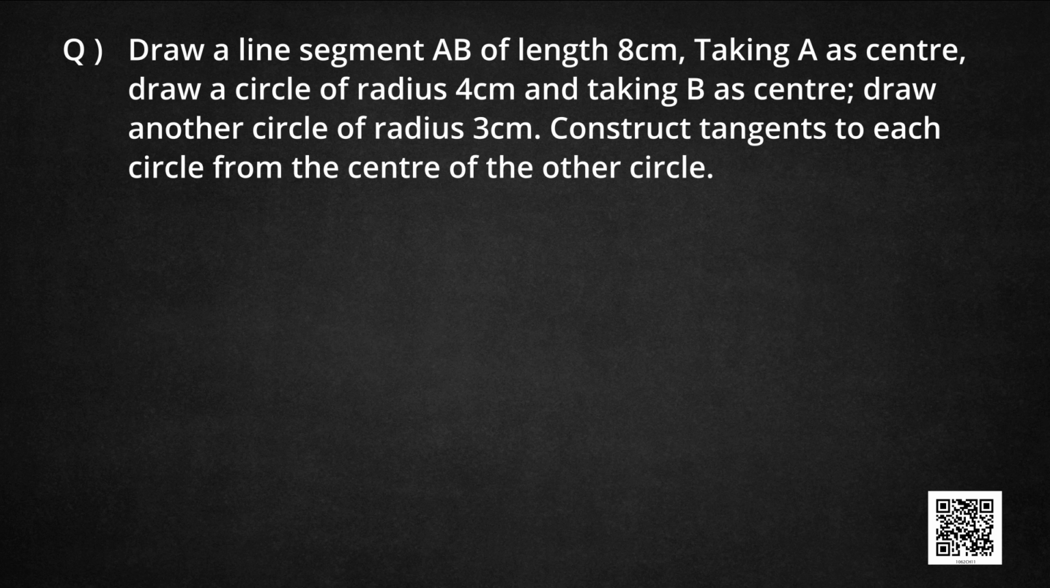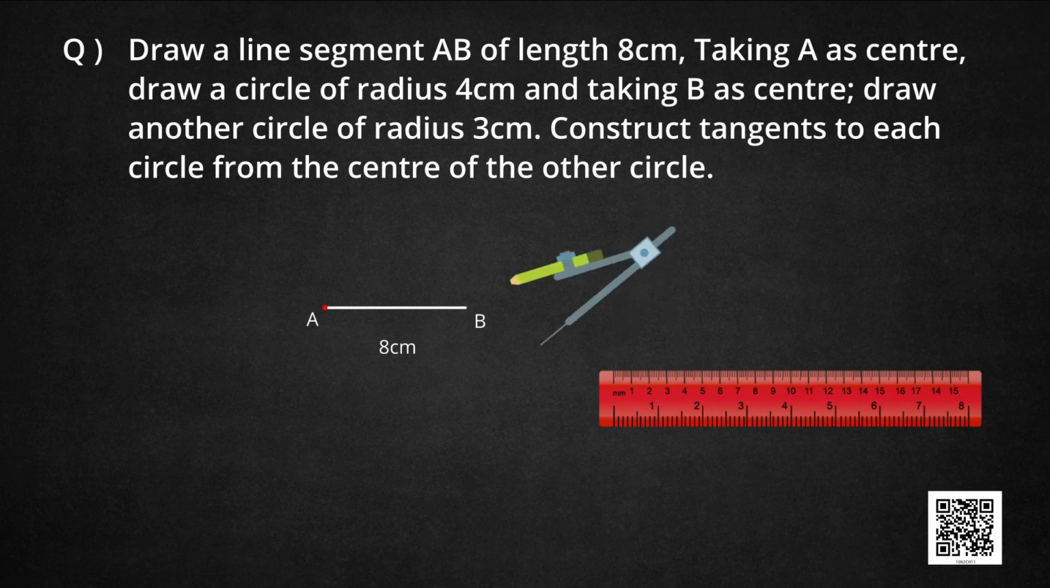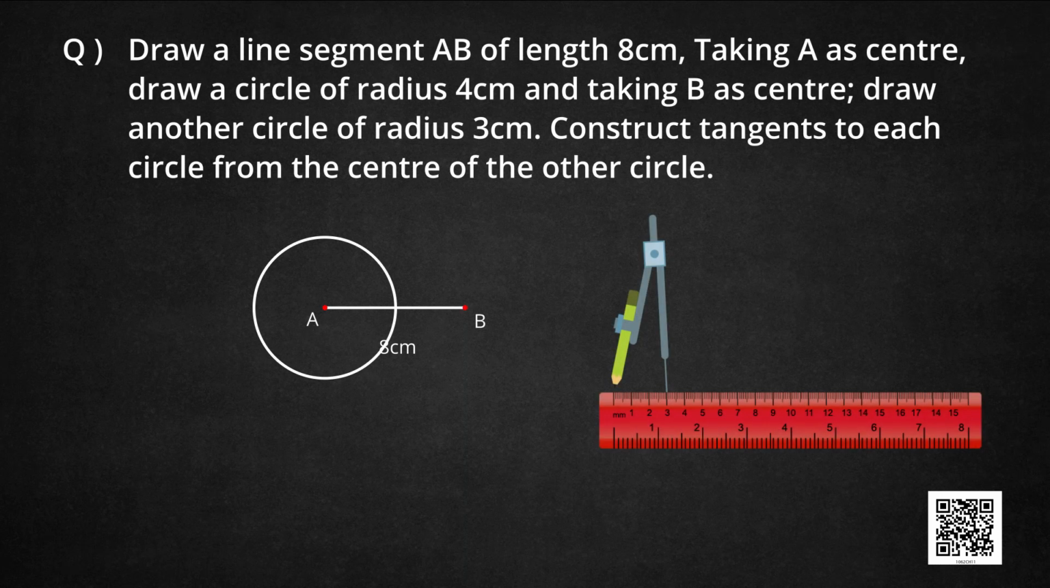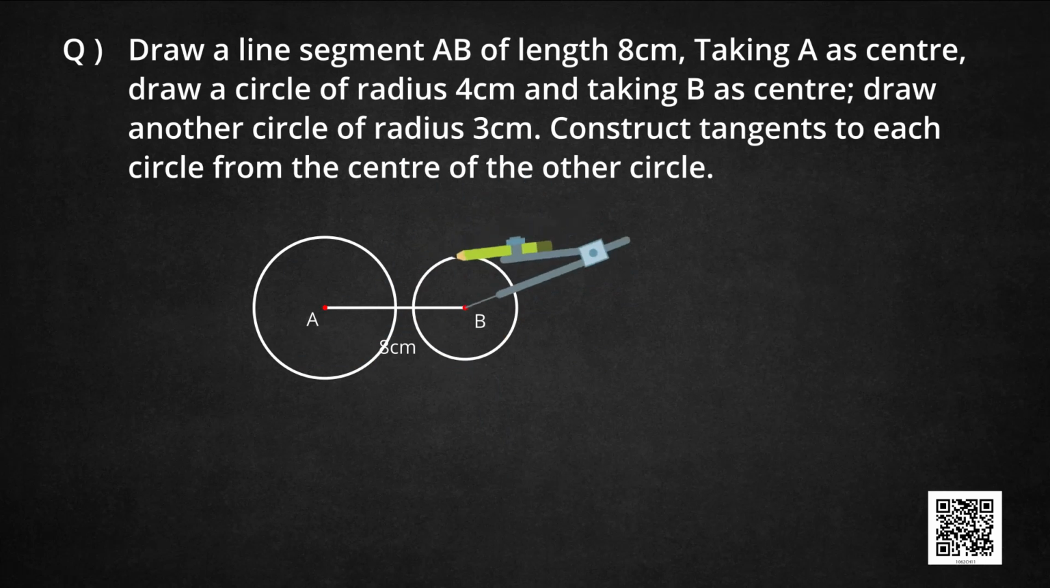So children, let us start with this construction. First of all, draw a line segment AB equal to 8 cm. Taking A as center and radius equal to 4 cm, draw a circle like this. Now keeping the tip of the compass at point B and radius equal to 3 cm, draw another circle. Children, now we have to construct tangents to both the circles from the centers of the other circle. First of all, let us look at the circle with center A. We have to construct two tangents to this circle from point B.